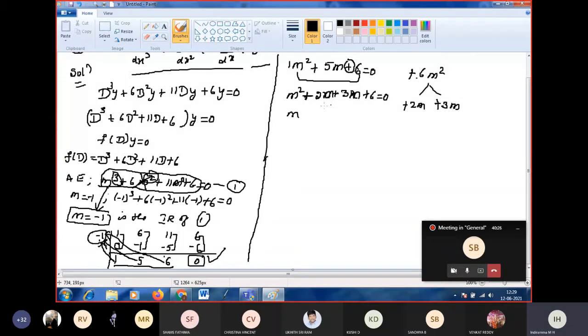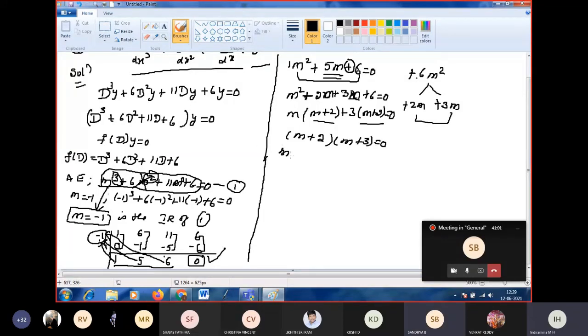Because 2 threes are 6, and 2m plus 3m is 5m, we are getting the middle term. So I am writing 5m as 2m plus 3m. Now take m common: m into m plus 2, plus 3 common, m plus 2. Now take m plus 2 as common. So it becomes m plus 2 into m plus 3 equal to 0. Is it right?